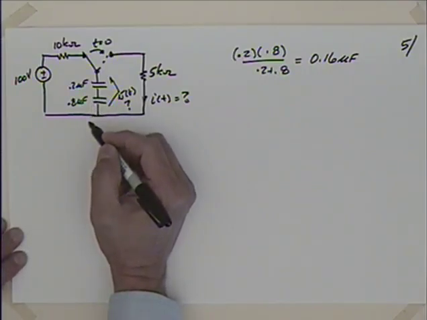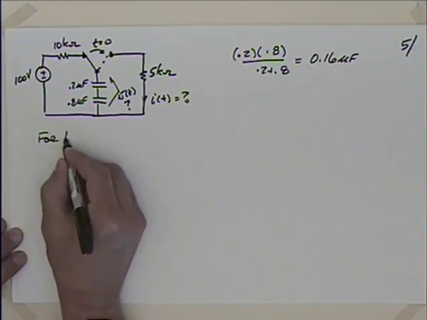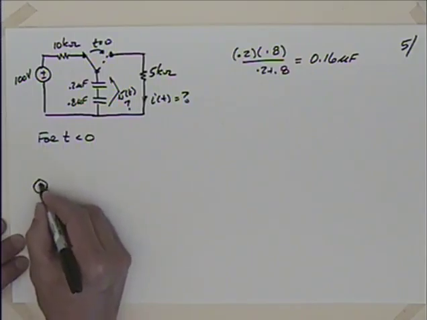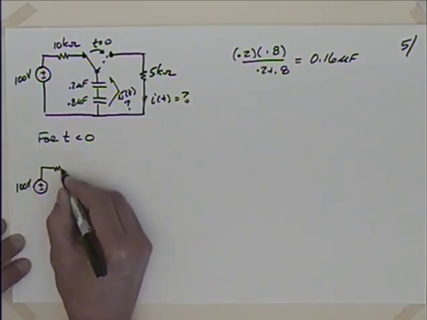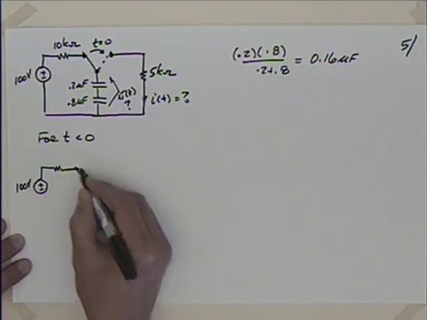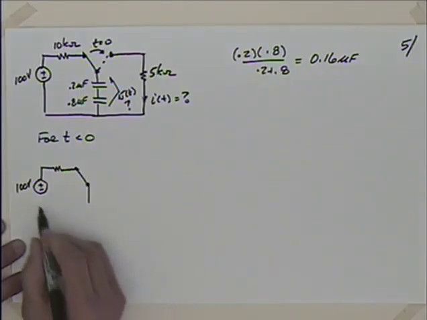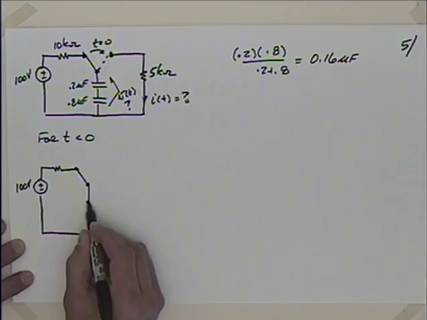So let's work on that for t less than 0. What's this thing going to look like? We've got this source here, 100 volts. The switch is in this position, and then those capacitors. And I'll think of this from now on as just one capacitor, and that is going to appear as an open circuit, isn't it?